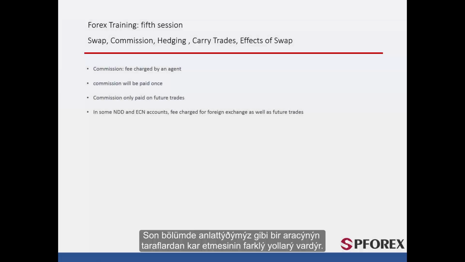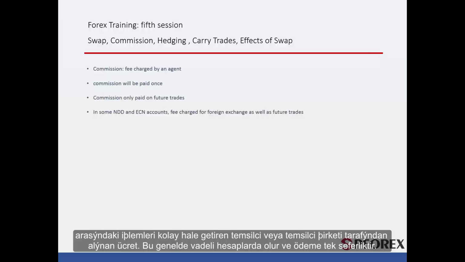As we mentioned in the last session, there are different ways a broker can claim profit from a party. One of them is called a spread and the other one is called commission. A fee charged by an agent or an agent's company to facilitate transactions between buyers and sellers. This usually happens in futures accounts and it is a one-off payment.